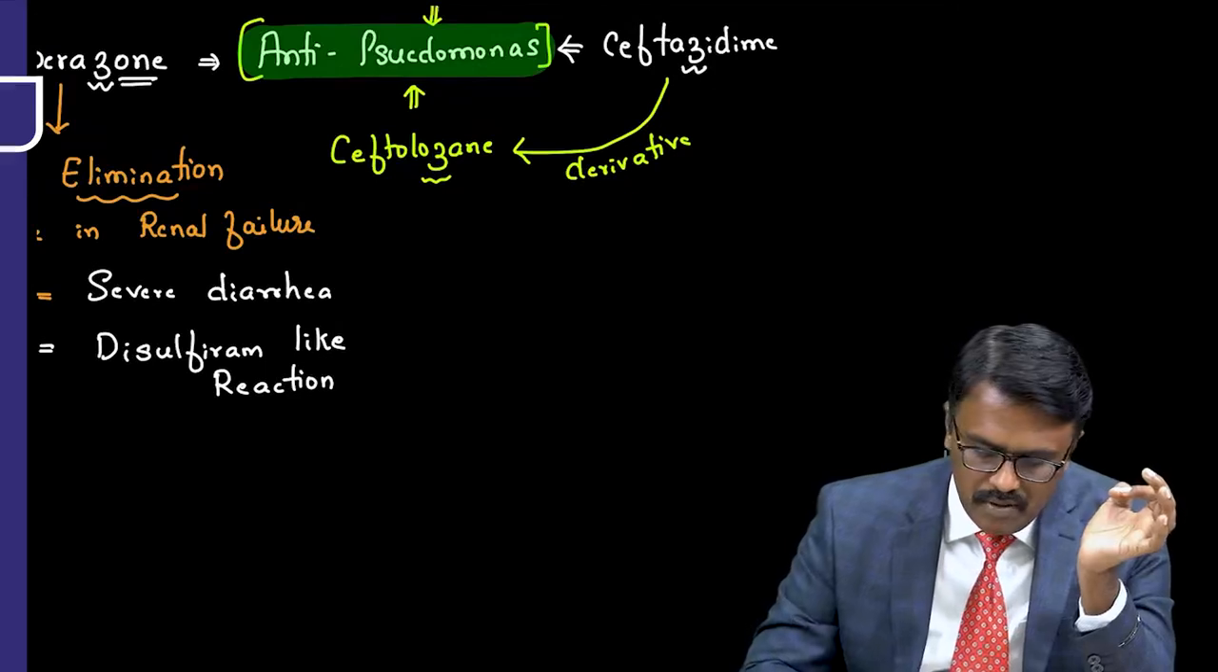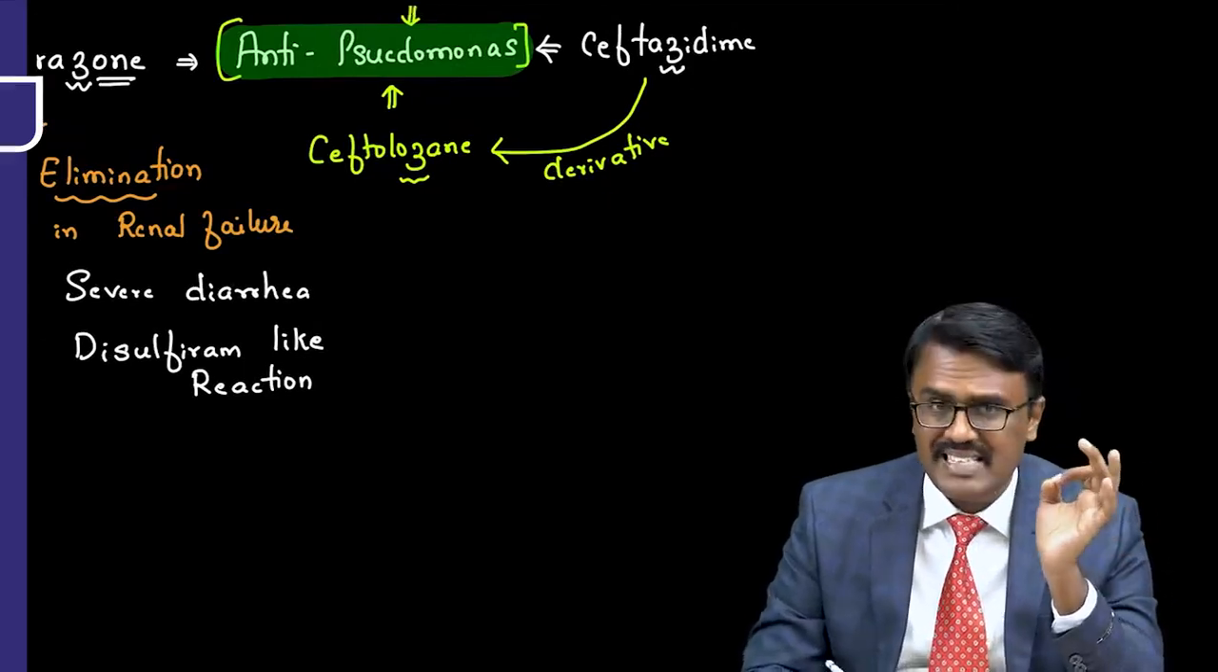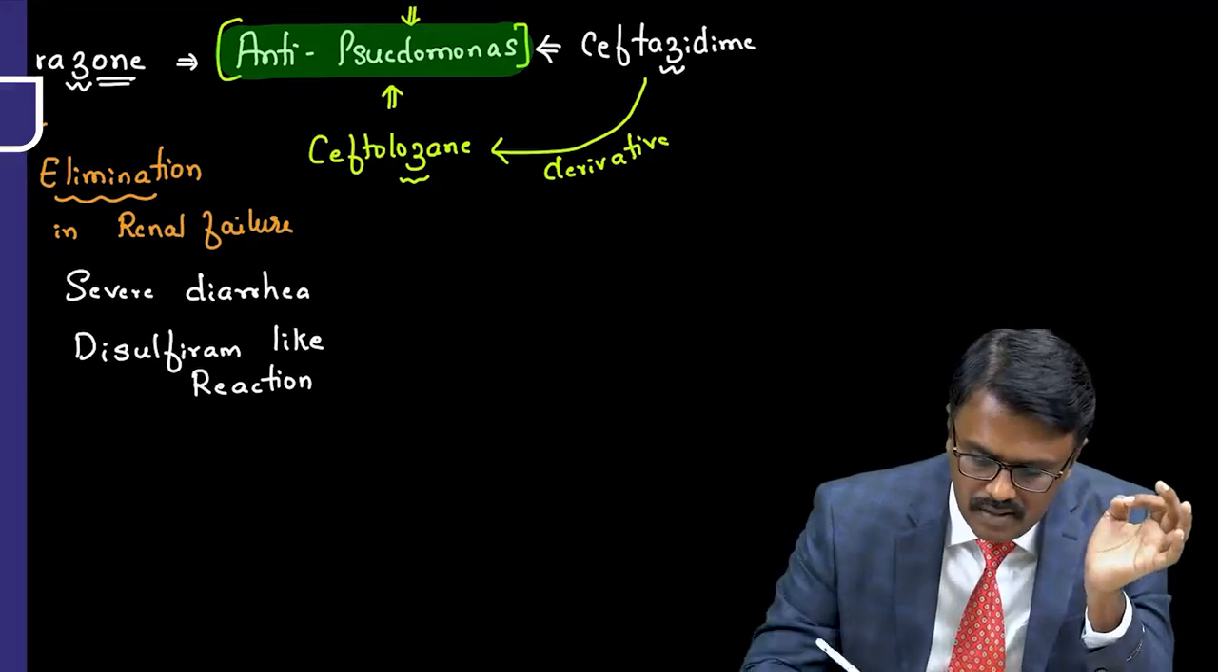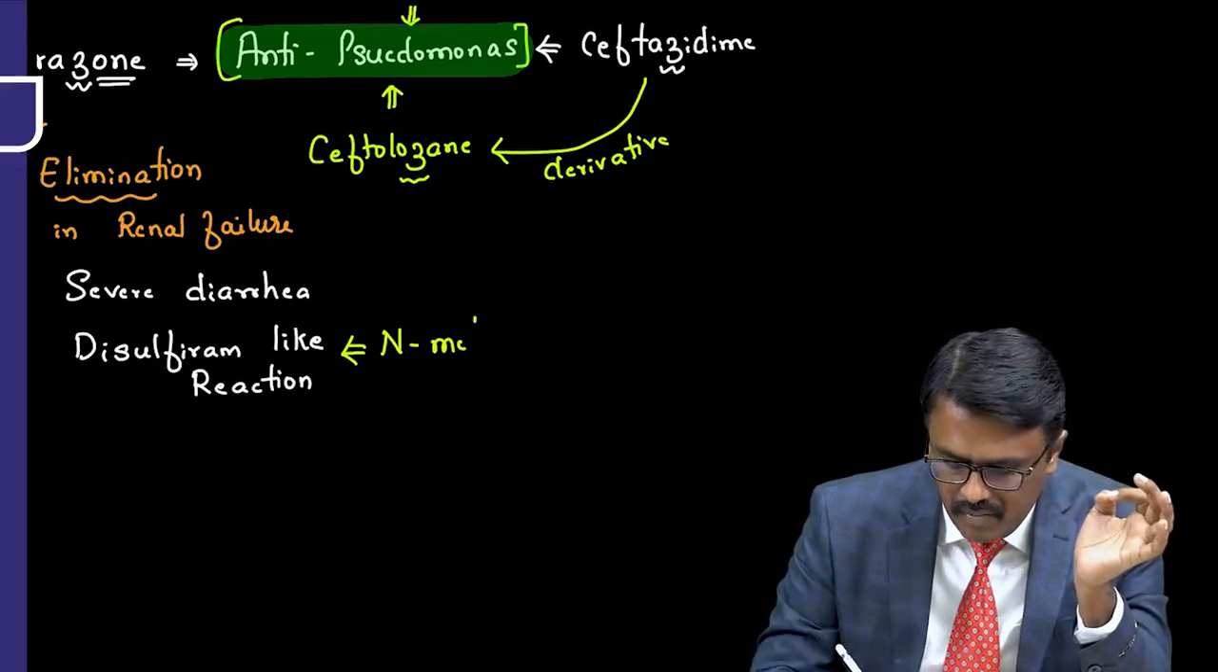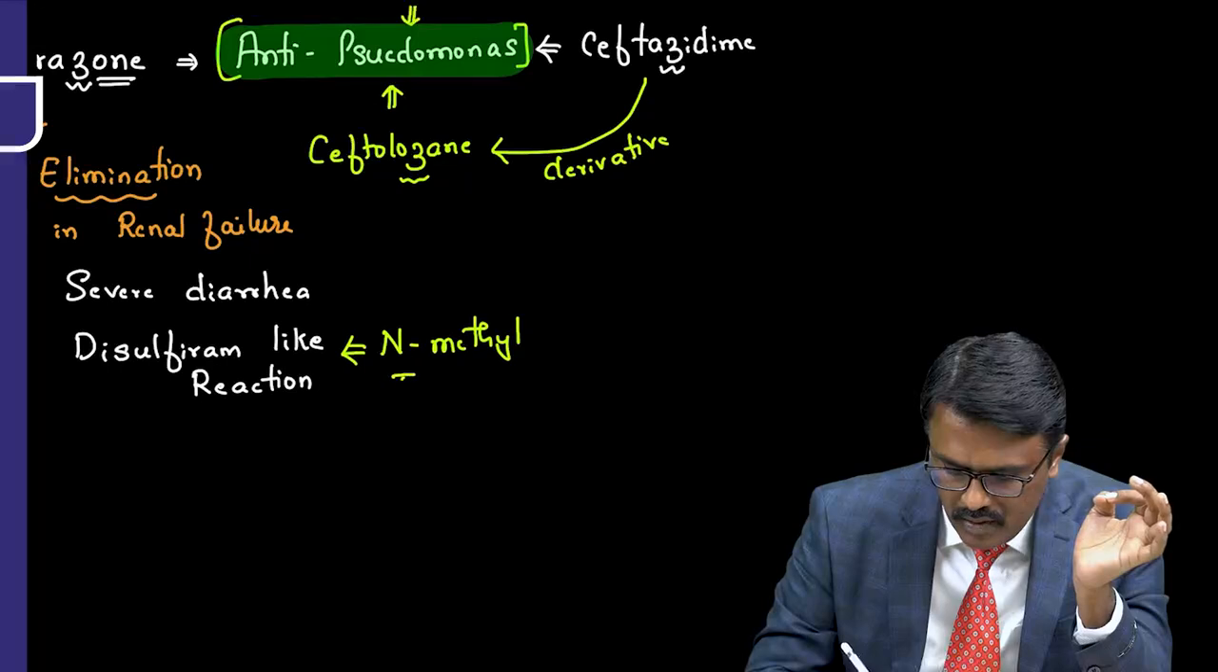Now why is the problem of disulfiram-like reaction seen? Now these drugs have a moiety called N-methylthiotetrazole.